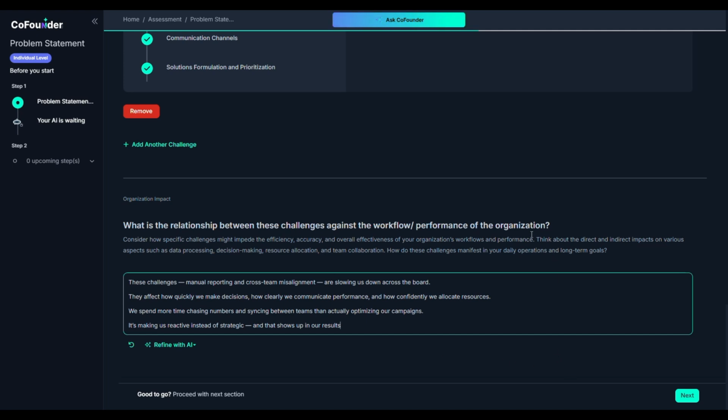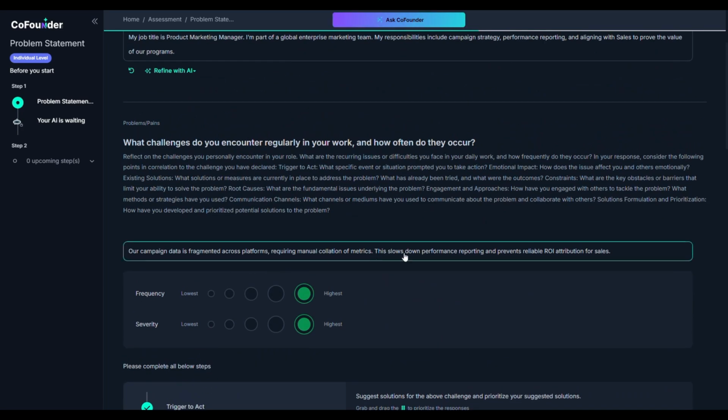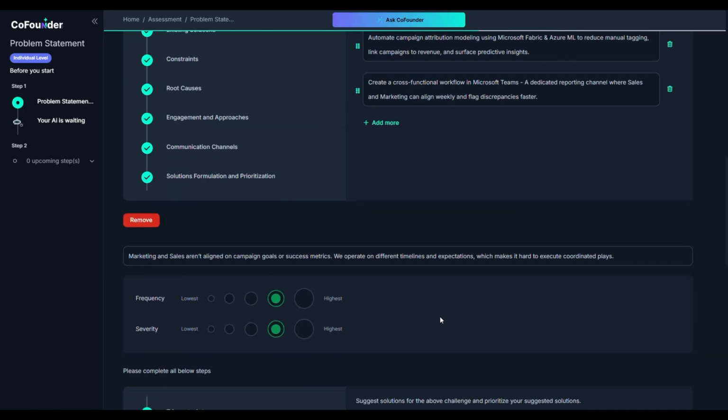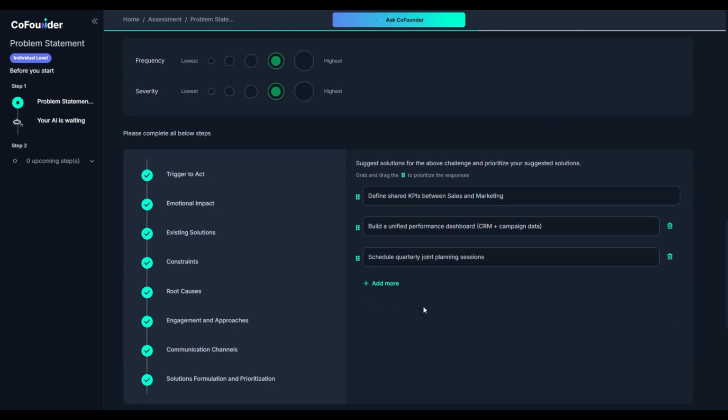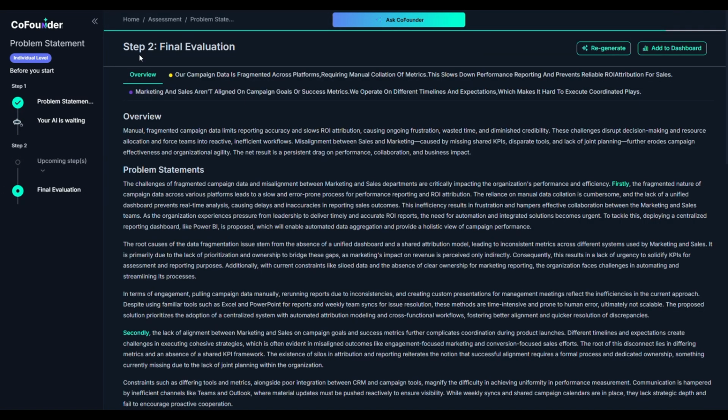And with that, the problem statement phase is complete. Alex has captured not just what's broken, but why it matters, how it feels, and how it impacts the organization as a whole. This is where the AI steps in. It takes everything Alex has shared, the pain, the patterns, the priorities, and begins shaping it into a set of high-impact, tech-powered innovation opportunities. Let's click next and see what CoFounder has uncovered.